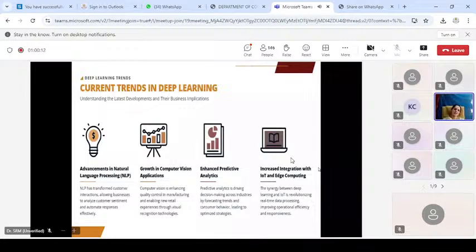Now, DL is increasingly being integrated with IoT as well as edge computing to enable faster and smarter real-time data processing. We can consider the field of energy management. See, the smart grids are equipped with IoT sensors. And these sensors will be collecting data on energy consumption, energy generation, as well as its distribution. So by processing this data locally on edge devices, DL algorithms can predict energy demand patterns as well as optimize the energy distribution in real time.